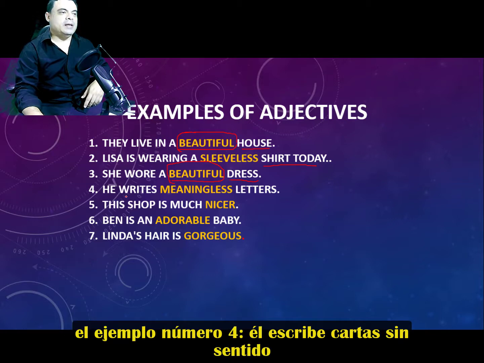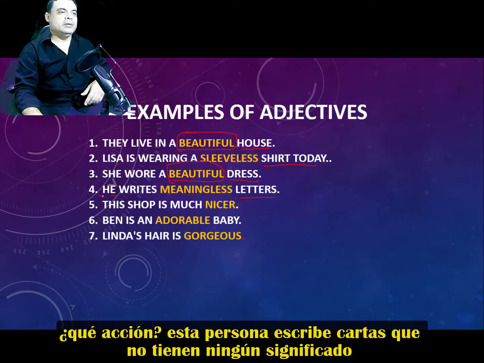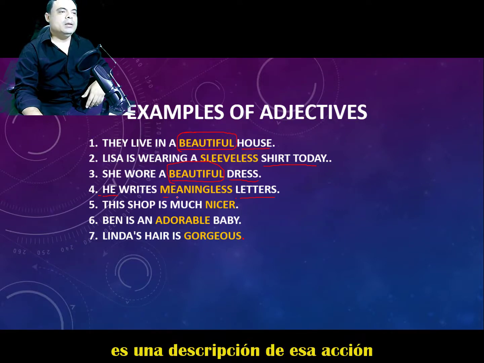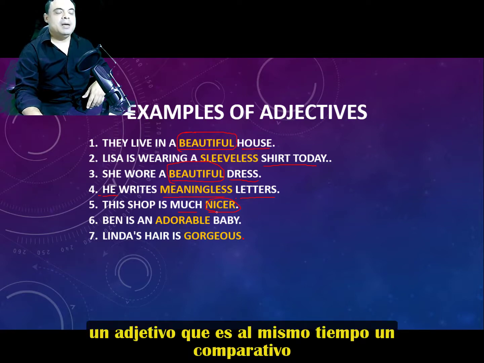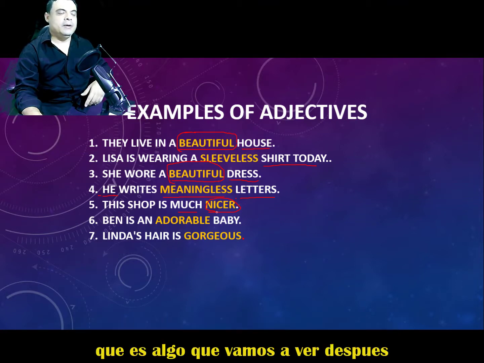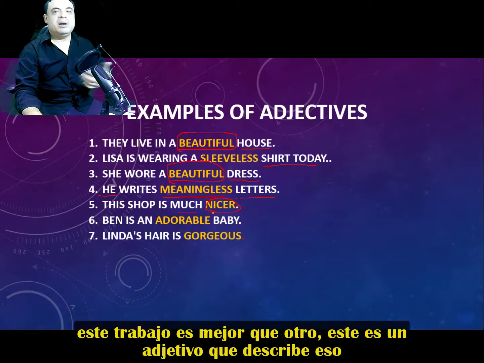Example number 4 says, he writes meaningless letters. So it's describing an action again. What action? This person writes letters, but these letters don't have any meaning. So it's a description of that action. This shop is much nicer. Here we have an adjective that at the same time is a comparative adjective. That's something that we're going to see next. So they are saying that this shop is better than another. So this is an adjective that describes that.